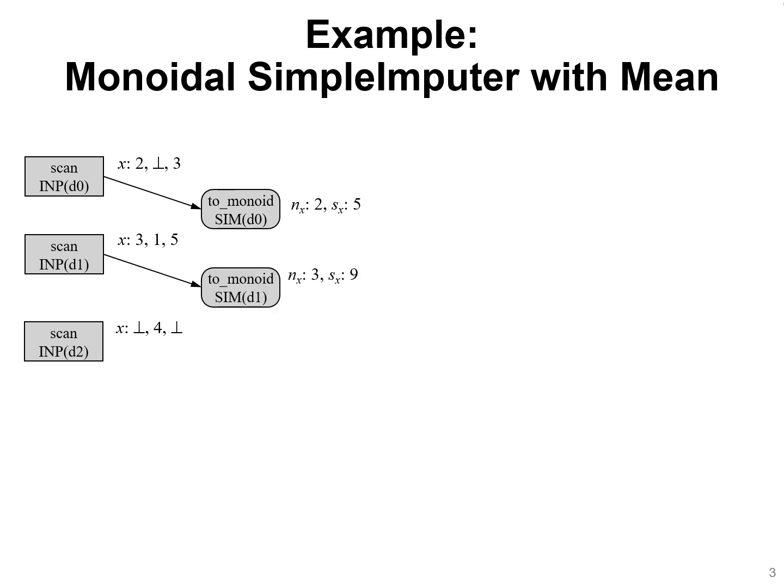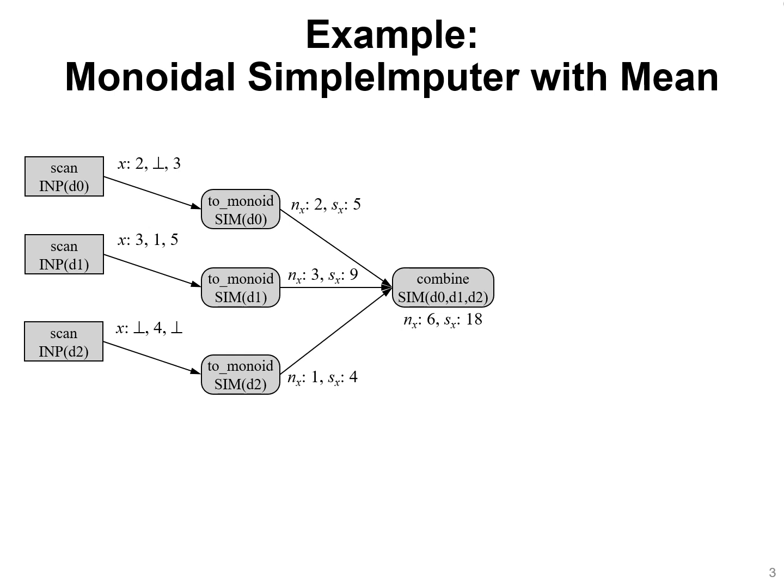We can do the same thing for the second batch and for the third batch. And now we have learned coefficients separately and independently for each batch. We can combine these learned coefficients by simply adding them together. And for different operators, you might use a different monoidal combine operation. But in this case, there's a total of 6 non-missing values in the entire dataset, and their sum is 18.